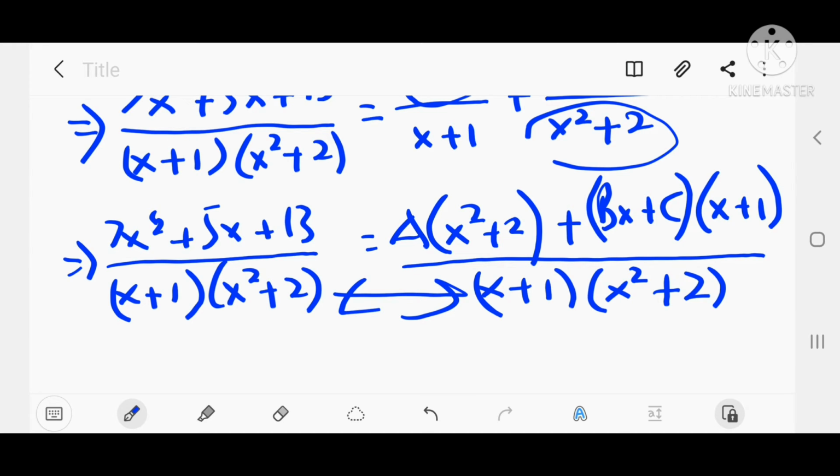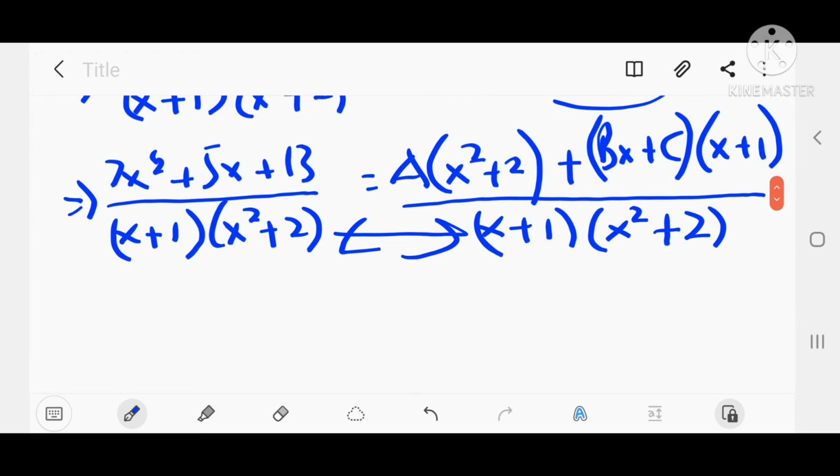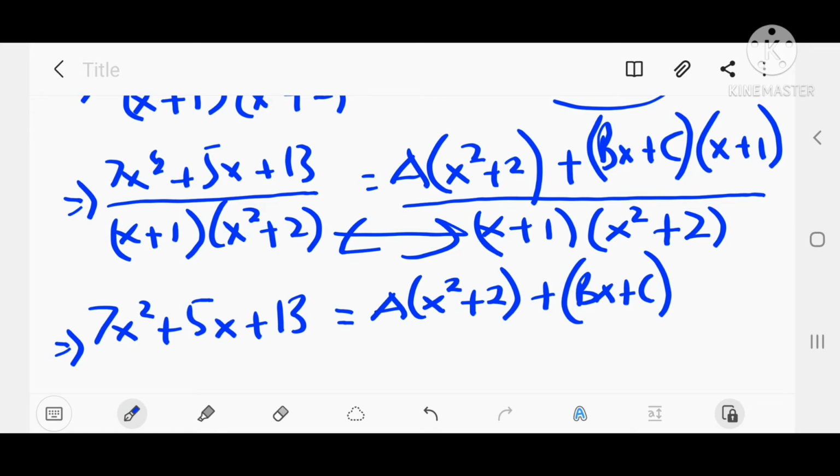If the denominators are the same, that means that the numerators are also the same, so we equate the numerators. So we now have 7x squared plus 5x plus 13 equals a bracket open x squared plus 2 bracket close plus bracket open bx plus c bracket close times x plus 1.